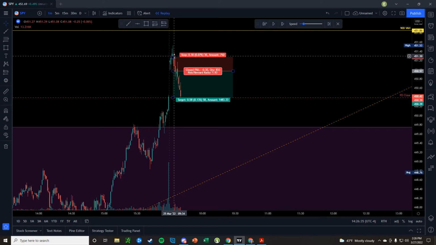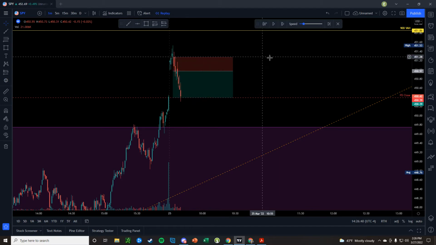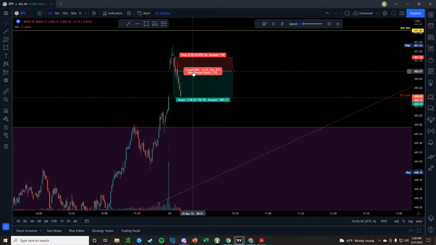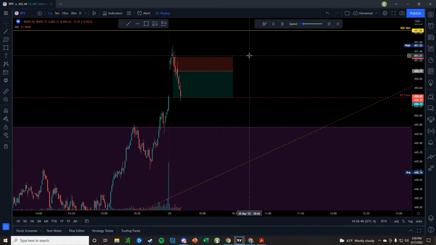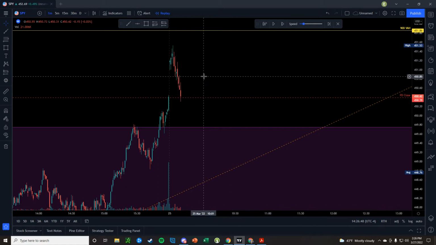Now, again, is this a good play? This is 5.8 to 3.0. That's the only way that we would have ended up staying in this. That's a 2 to 1. 2 to 1 is pretty good as long as you're hitting it consistently. Now we're going to let this play a little bit more.